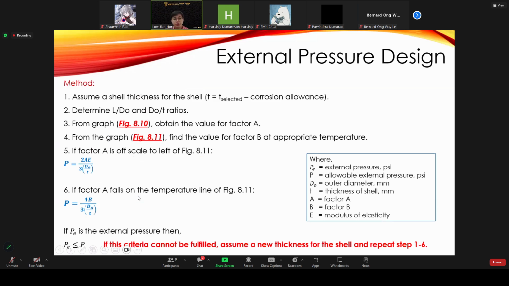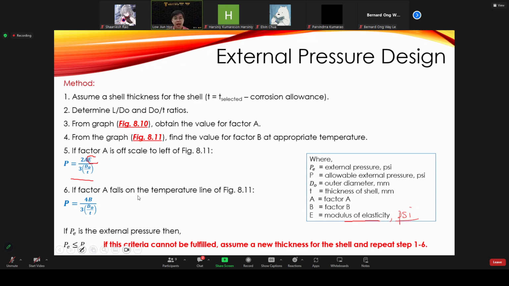In order to utilize the equation here, we also have to know the modulus of elasticity of the material that we are going to use to fabricate the pressure vessel. You download the lecture notes, then try to include the unit. I forgot to include the unit. The modulus of elasticity that you put into this equation must be measured in unit PSI.